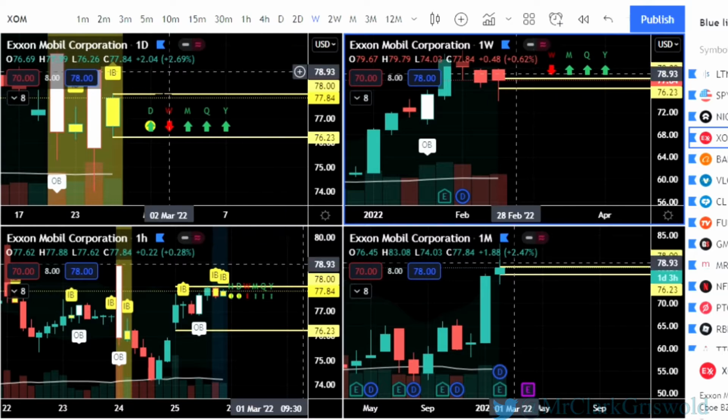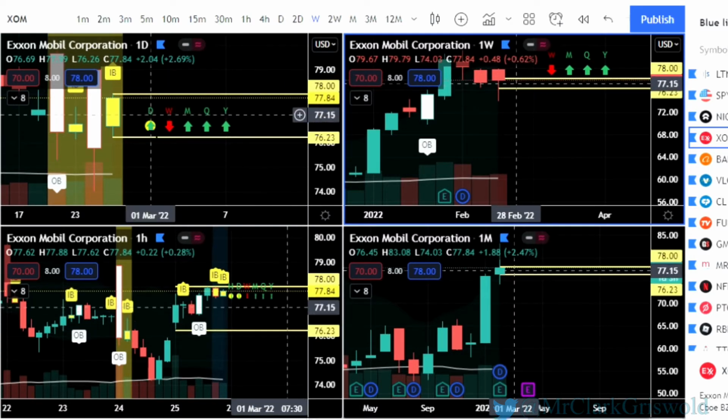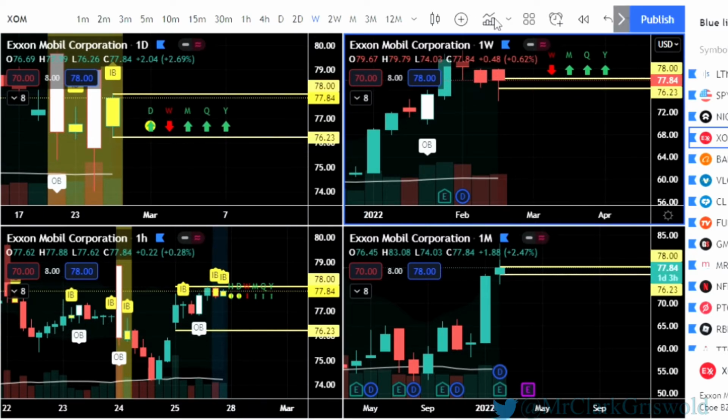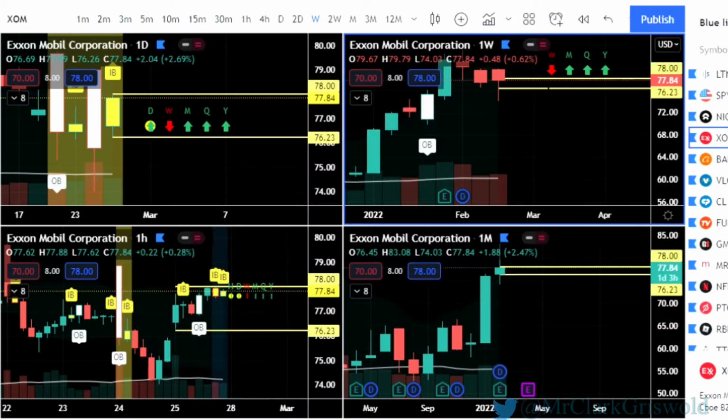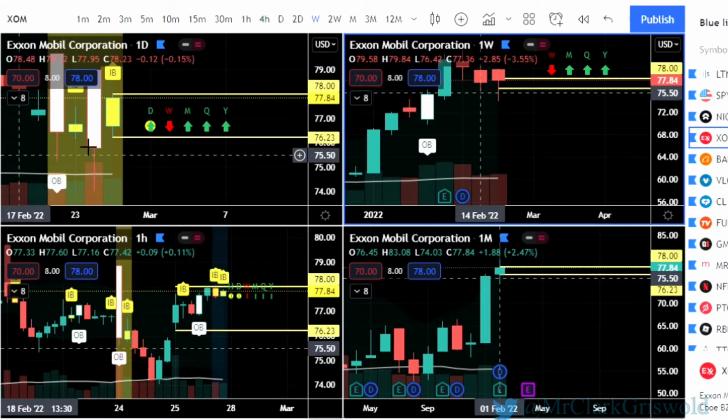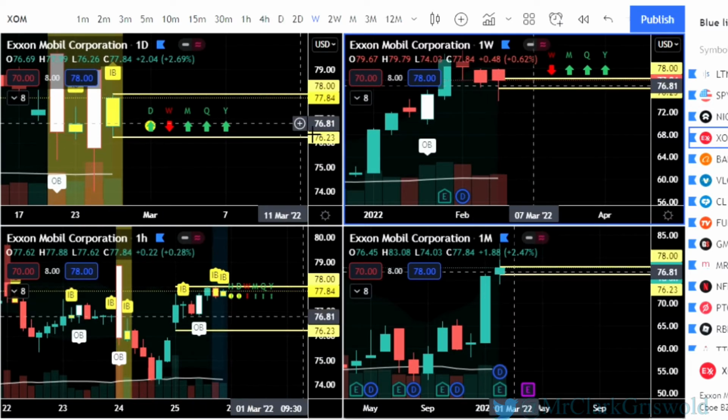If you're looking for this time frame continuity indicator, you can go into your indicators on TradingView and type in time frame continuity. The one I use is by Board Rider B. And the other thing I always tell you guys, if you're having trouble identifying with the Strat the 2 bars, the 3 bars, the 1 bars, you can type in candle type, and it'll be by Crinklebind right here, and it'll show you the numbers on these bars.